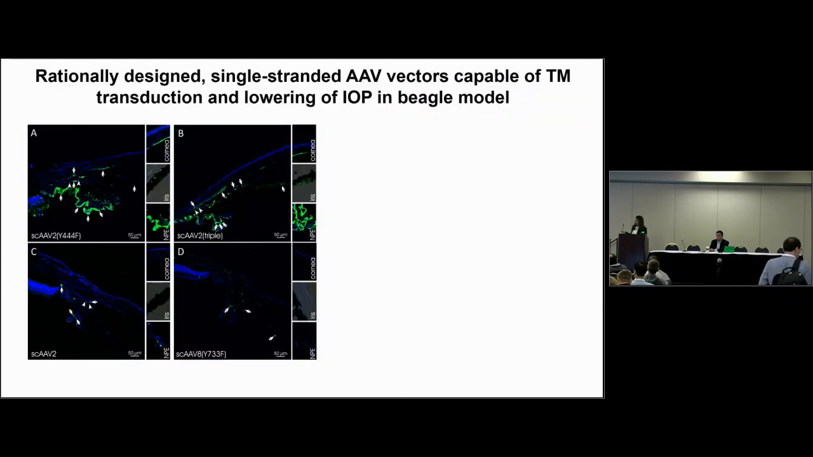So we set off on the pursuit to find AAV vectors that could efficiently target this tissue. And for a while, AAV was not used at all to target this tissue. It was thought that adenovirus and lentivirus were the only ones to get it done. And then for a while, it was, well, only self-complementary vectors can get it done. But we thought with all of these advances in designing new capsid variants that we could find one that could be used in a single-stranded form to deliver a gene to the TM.